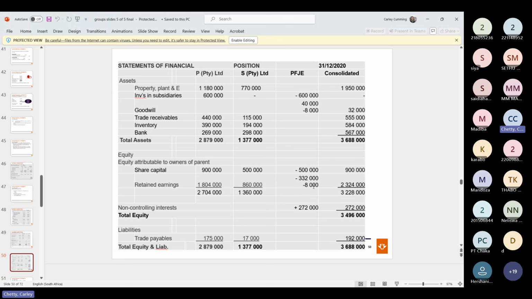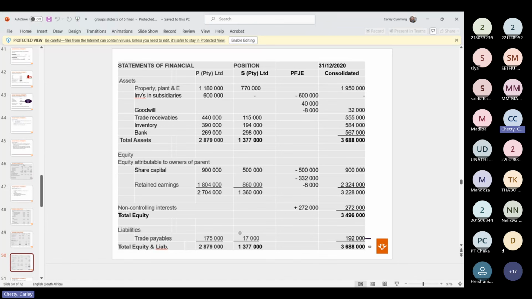And we processed pro forma journal entries here, so all of the previous amounts processed to retained earnings will add up to this 332,000. This 8,000 consists of the impairment to goodwill. So once we process our pro forma journal entries, we have a consolidated retained earnings of 2,324,000. And then we give the non-controlling interest their share. This 272,000 will come as the total figure on the non-controlling interest column.